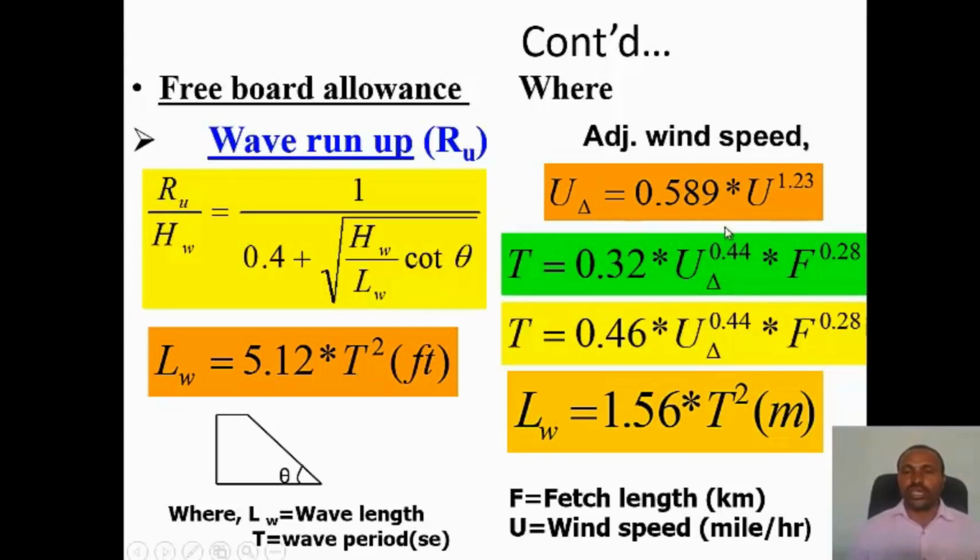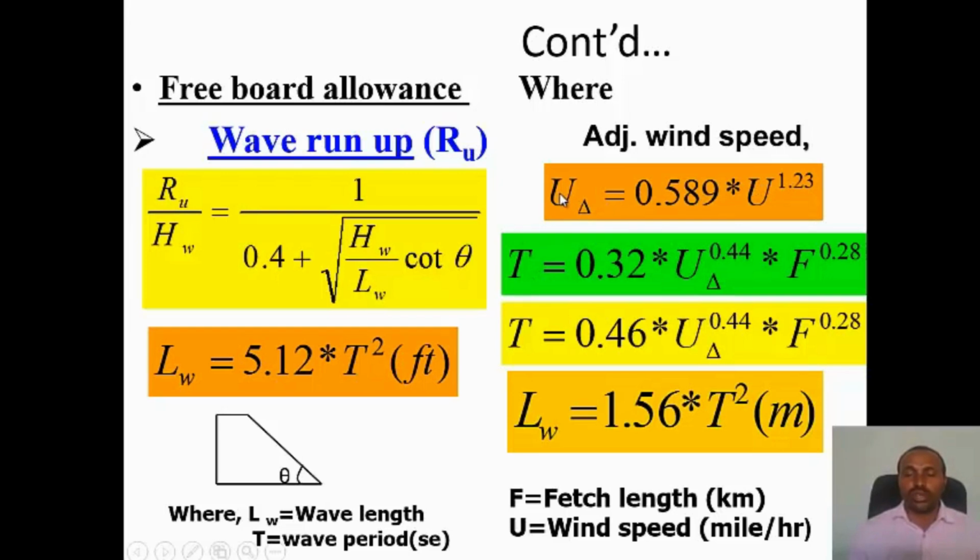Otherwise, you can adjust using this formula: adjusted wind speed, or wind stress factor, is 0.589 times U to the power of 1.23. So U is just the wind speed over the ground surface in miles per hour. You substitute, then you get the adjusted wind speed.